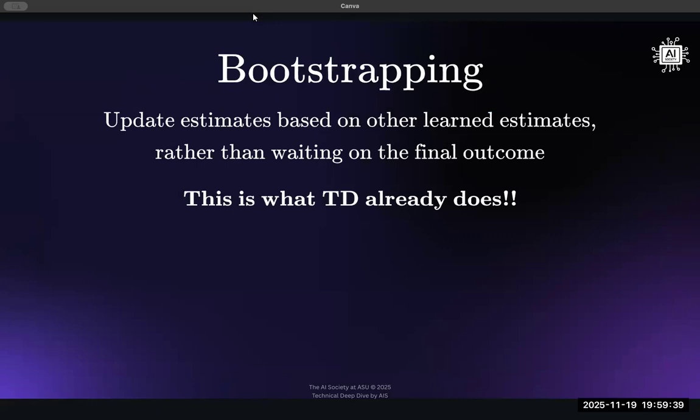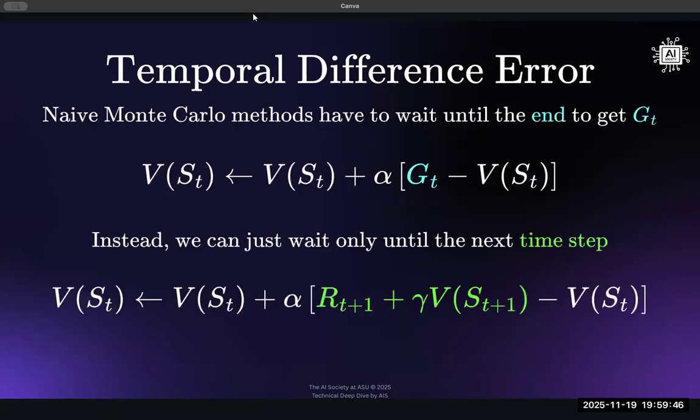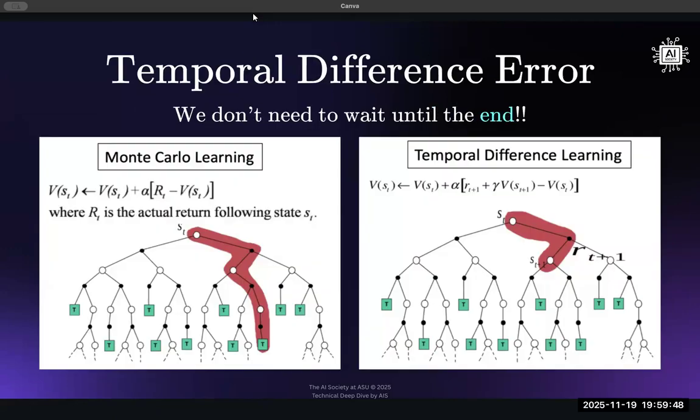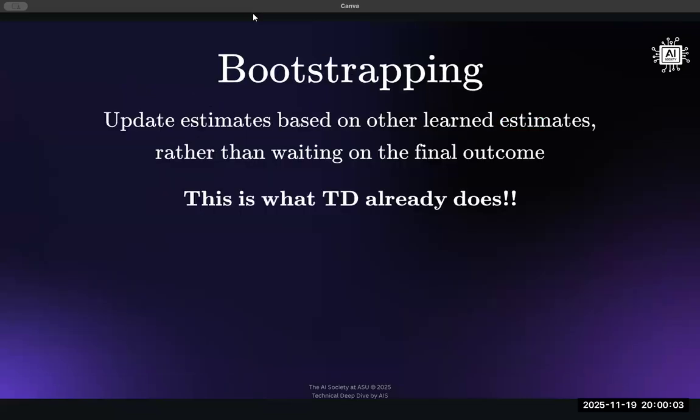So that's something that's called bootstrapping. What we're doing here is bootstrapping. We're updating estimates right here based on other estimates. So in this case, updating the value function using other estimates of the value function. So we have many different estimates here, V of s_{t+1}, rather than waiting on the final outcome.